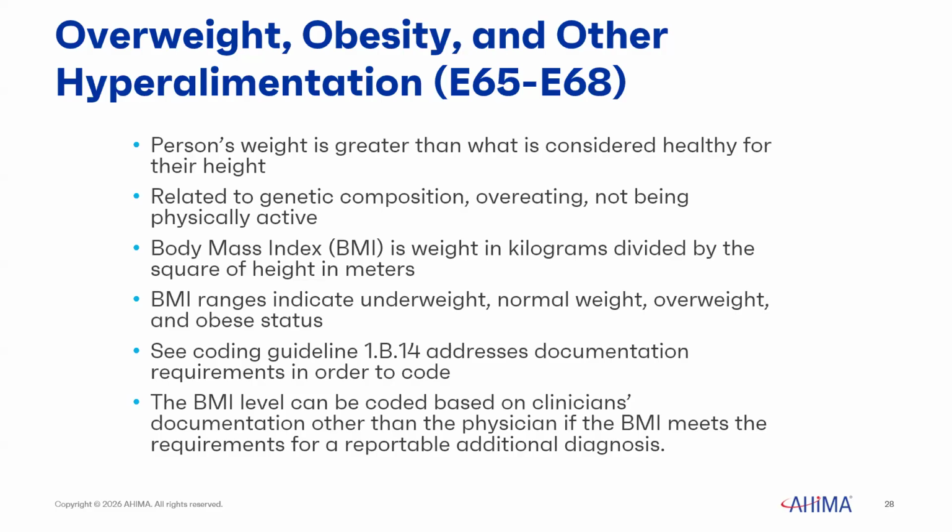BMI, or body mass index, is calculated by the weight in kilograms divided by height in meters squared. And the BMIs range: underweight is under 18.5, normal is 18.5 through 24.9, overweight is 25.0 through 29.9, obese is greater than or equal to 30. And the coding guidelines require documentation of BMI and additional codes for pregnancy and postpartum.